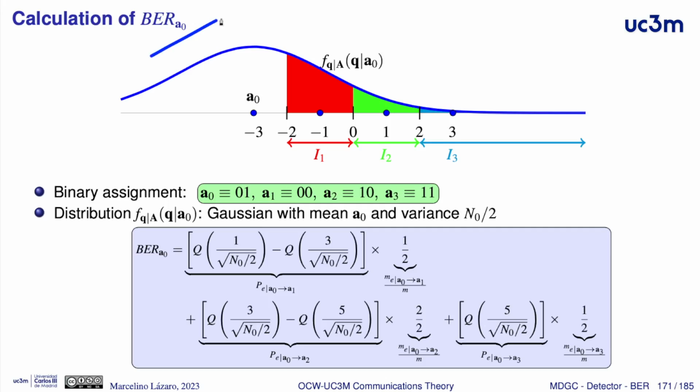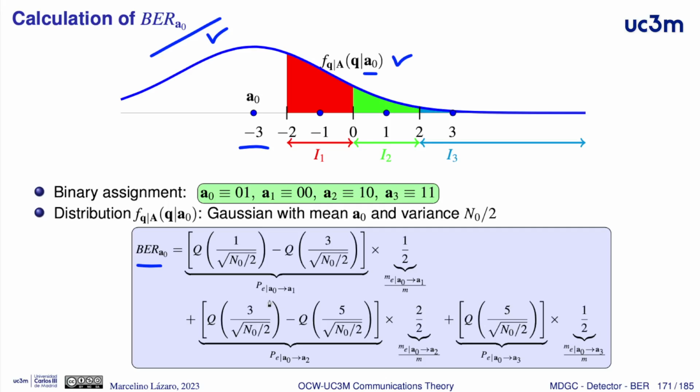We start with the conditional bit error rate when we transmit the first symbol, A0. When we transmit A0, a -3, the conditional observation has a Gaussian distribution with mean the transmitted symbol. In this case, the mean of the Gaussian is -3. And now the bit error rate when we transmit A0 is obtained by adding the following terms.